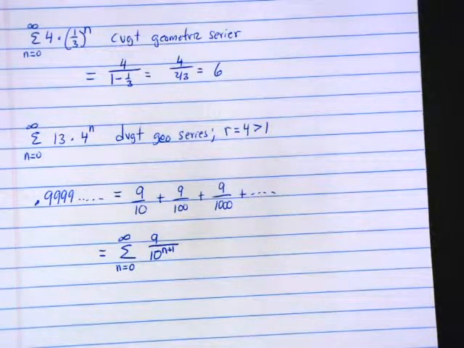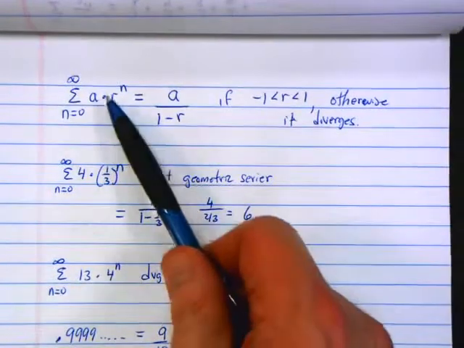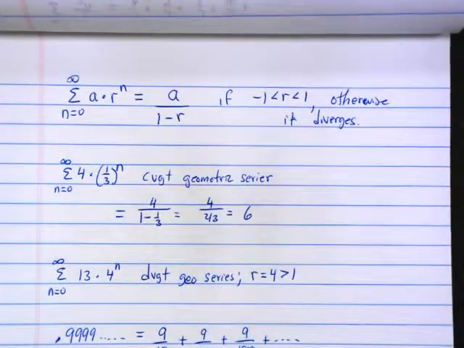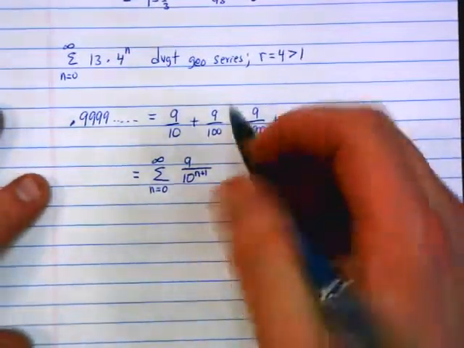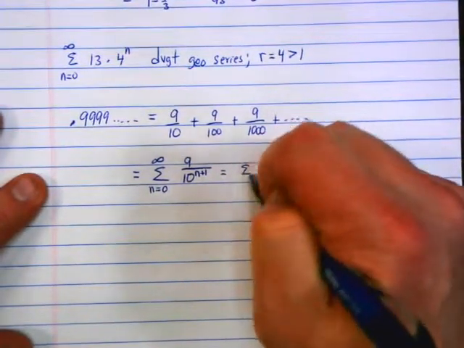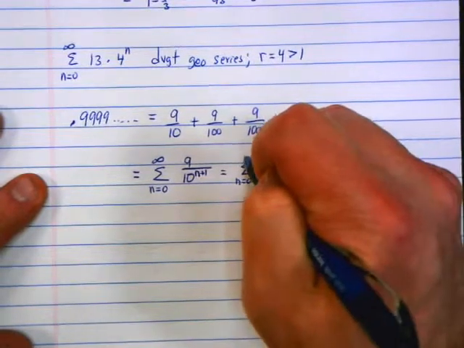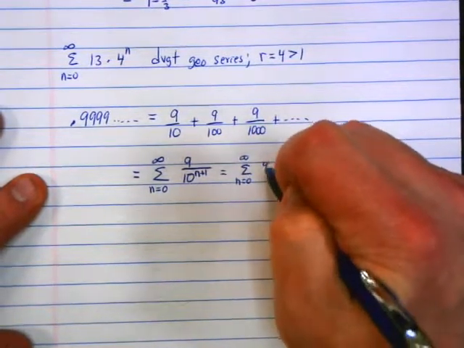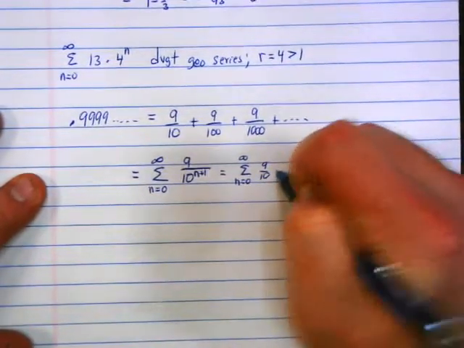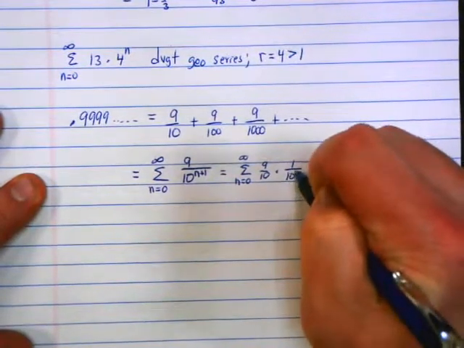So it's almost geometric, isn't it? What's the problem? How come it's not geometric? What do we have to have for geometric? r to the n. We have r to the n plus 1. I'm going to fix that. This is the sum from n equals 0 to infinity of 9/10 times 1 over 10 to the n.